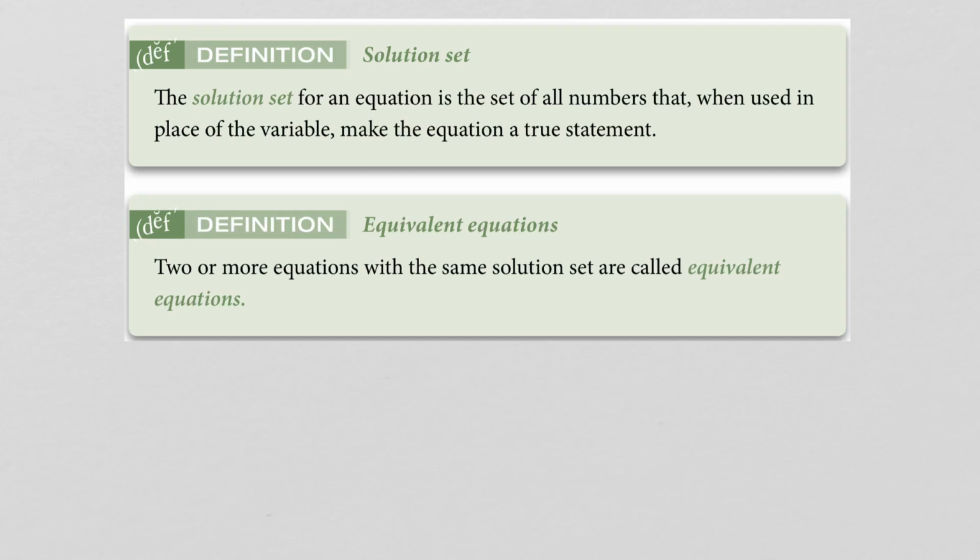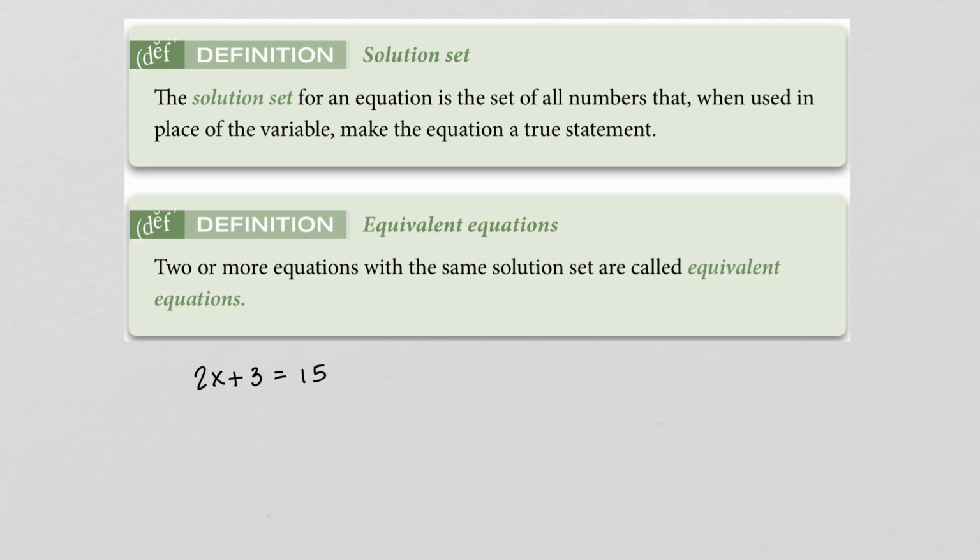First, let's define a solution set. The solution set for an equation is the set of all numbers that, when used in place of the variable, make the equation a true statement. Second, two or more equations with the same solution set are called equivalent equations.